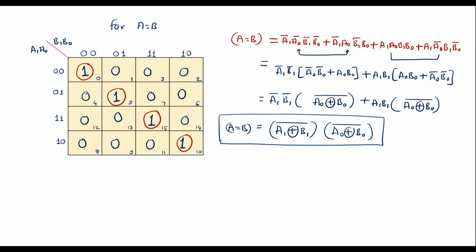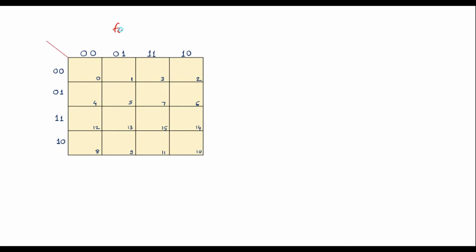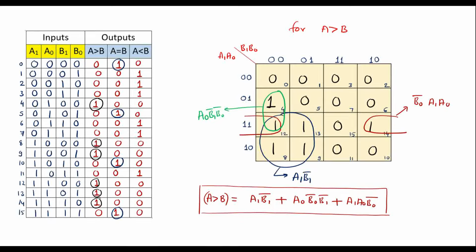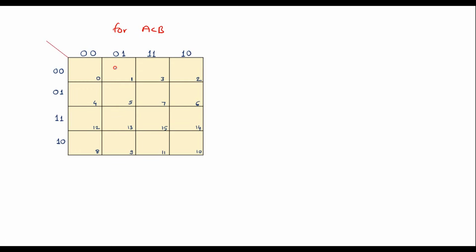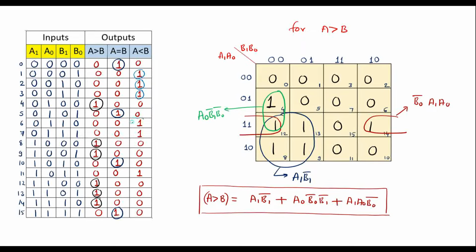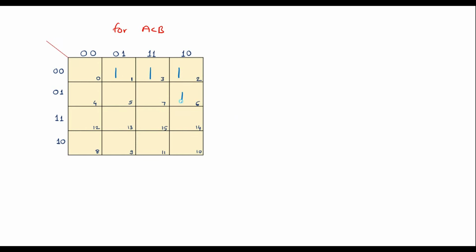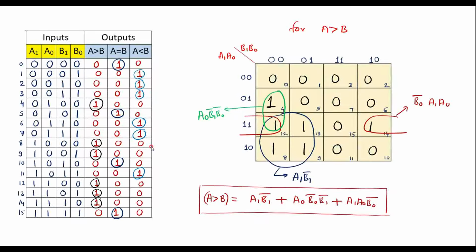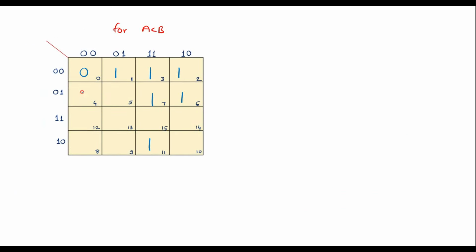Now let me simplify for A less than B. Here we have 1, here we have 1, here we have 1, that is 1, 2, 3. Then here we have 6 and 7, that is 6, 7 and 11. In all other cells, the value is 0.